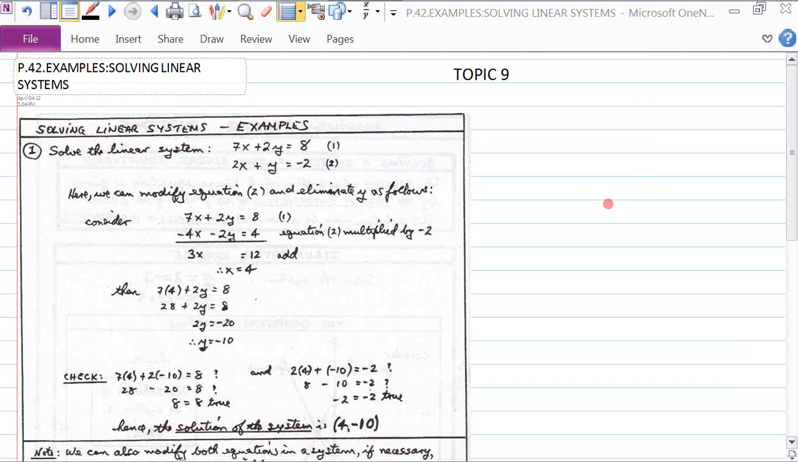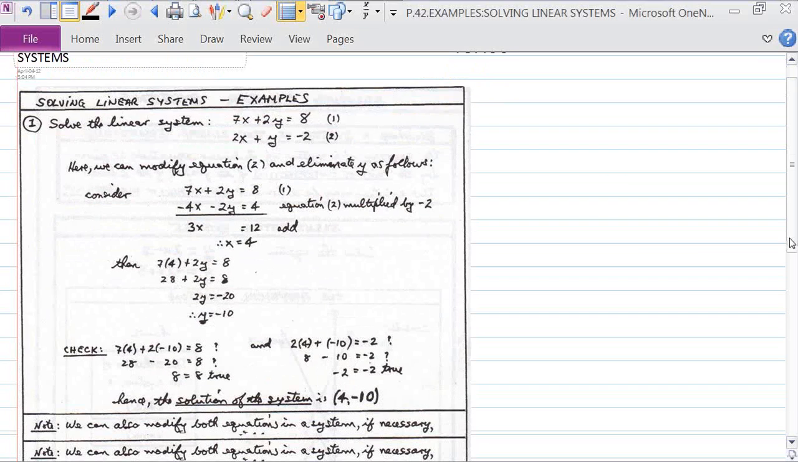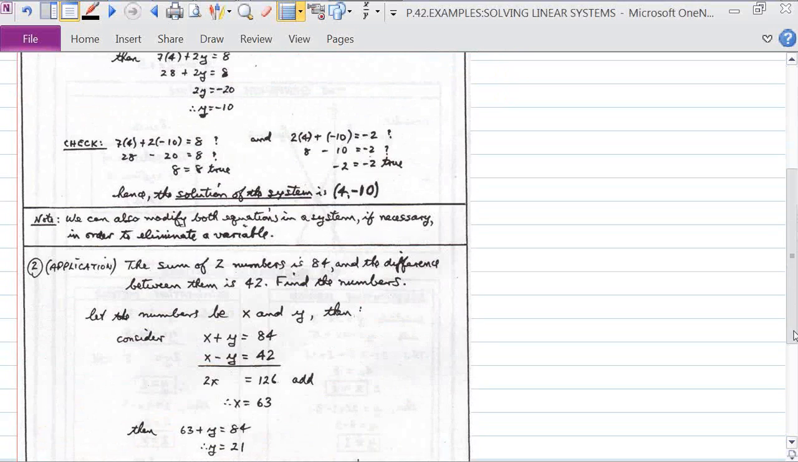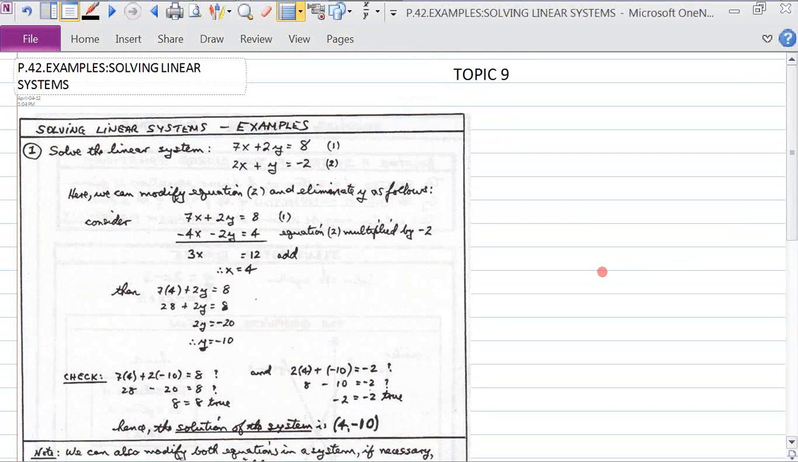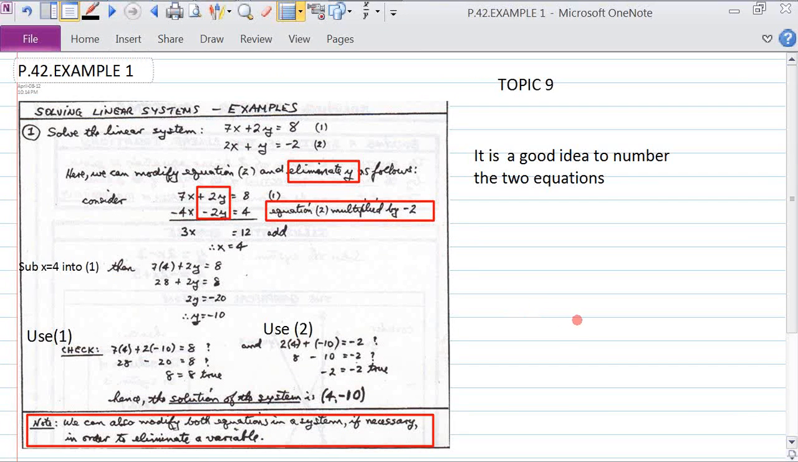So we're on page 42, and we're looking at solving linear systems. And here are a couple of examples that we're going to do. We're going to do number 1 and number 2 on page 42 and go over them. So we start with number 1.